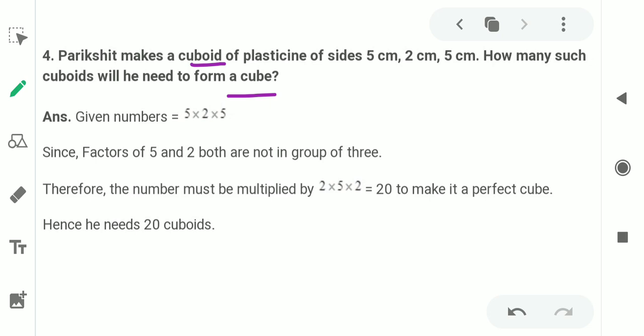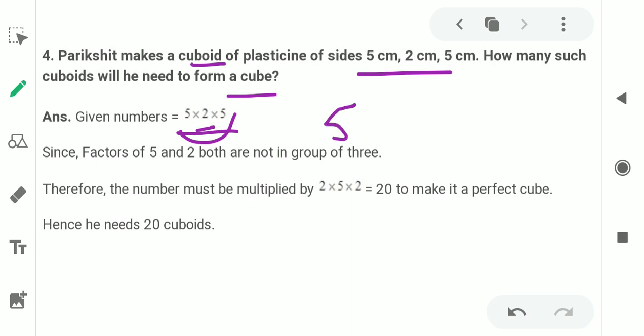Firstly, what is given to you? These are the sides of a cuboid. So, what will be the volume of the cuboid? 5 into 2 into 5, length into breadth into height. When we have to make a cube, then we need all factors in triplet form. In this, 5 is 2 times and 1 is only a single time. So we need 2 times more.